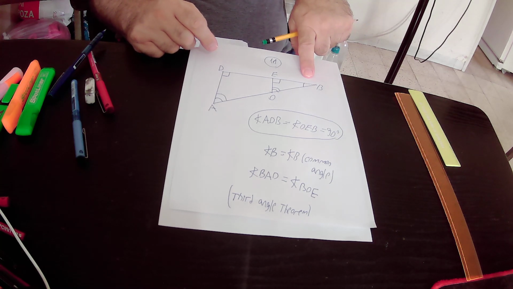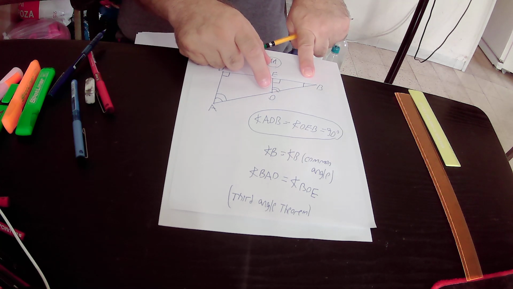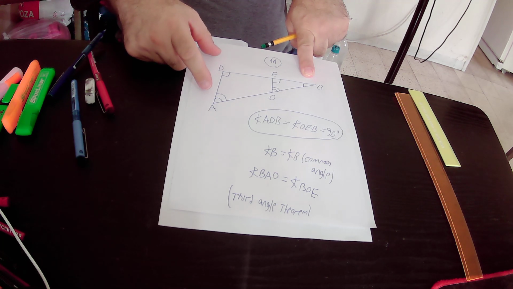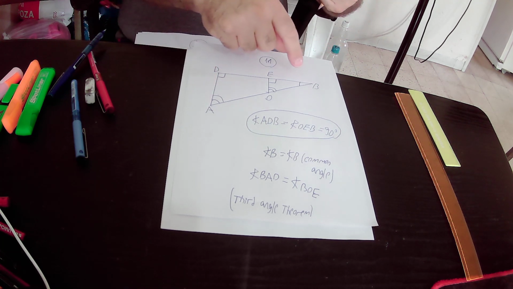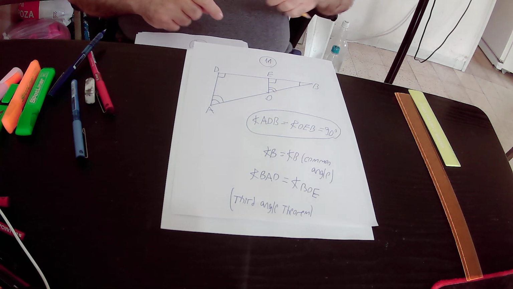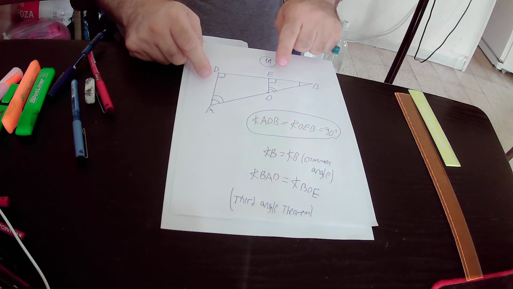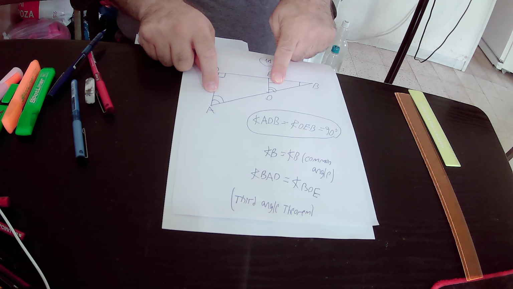And this angle, angle B, is a common angle. It belongs both to the small triangle, triangle OEB, and it also belongs to the big triangle, triangle ADB. So angle B equals angle B. It is a common angle, and the third pair of angles must also be equal to each other according to the third angle theorem.